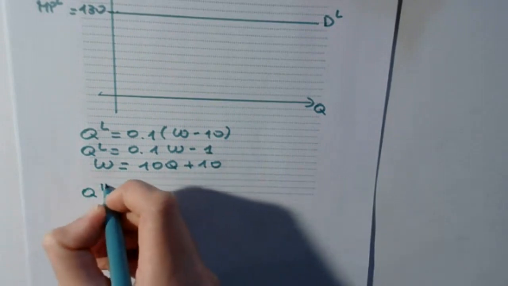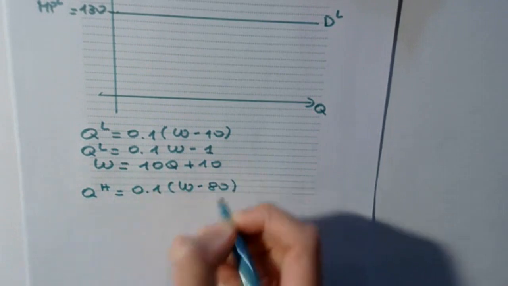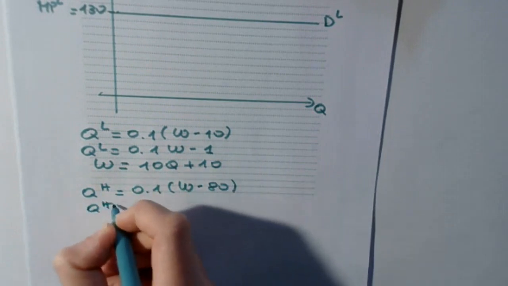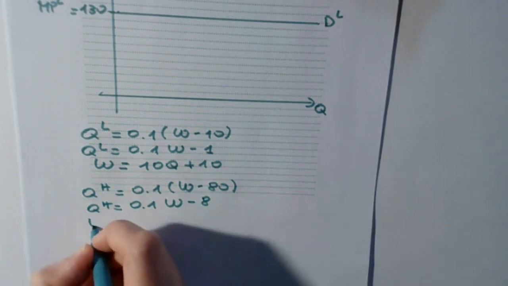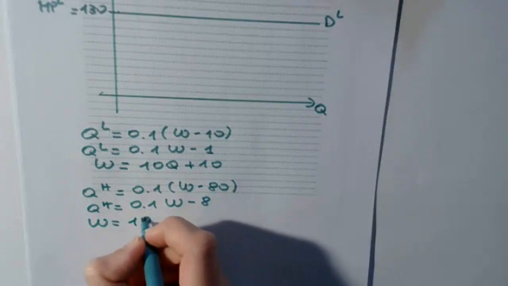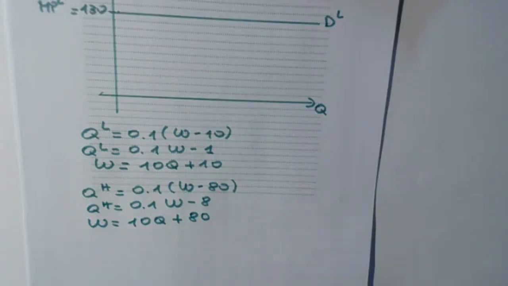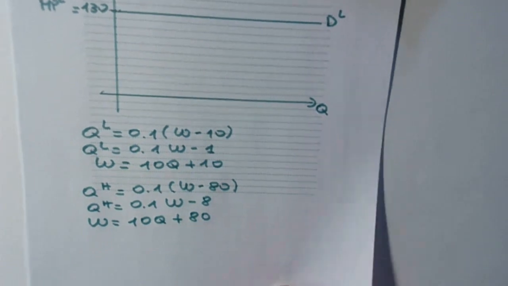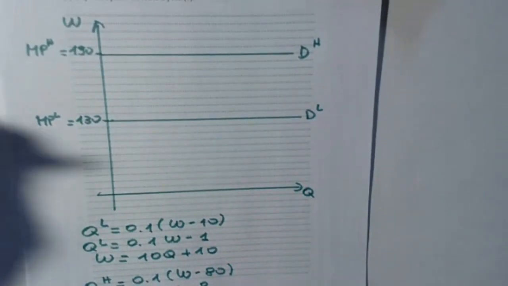Let's do the same also for H. We start from 0.1 W minus 80. So we get QH equals 0.1 times the wage minus 8. And so we get that the wage is equal to 10Q plus 80. Okay, we have to represent these two supply functions here in the graph here above. Okay, and this is what we do now. This will give the equilibrium.